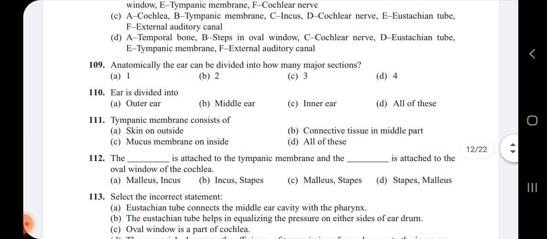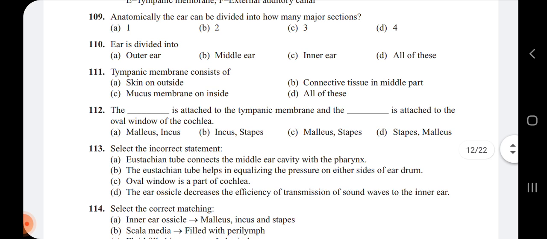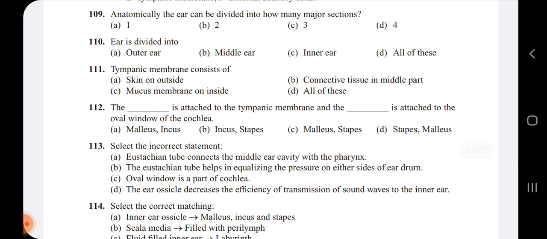Next question. Anatomically, the ear can be divided into how many major sections? Anatomically, the ear is divided into three major sections, that is the outer ear, middle ear and the inner ear. Next question. The ear is divided into outer, middle and inner ear. So that's why all of these are the correct answer.